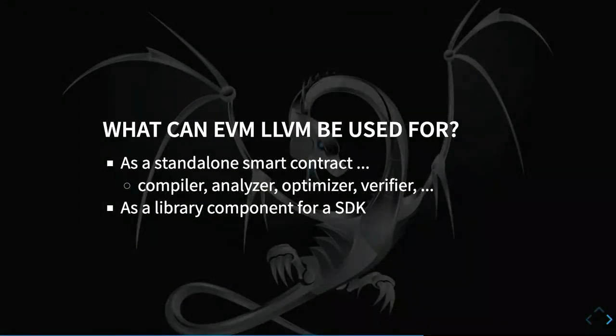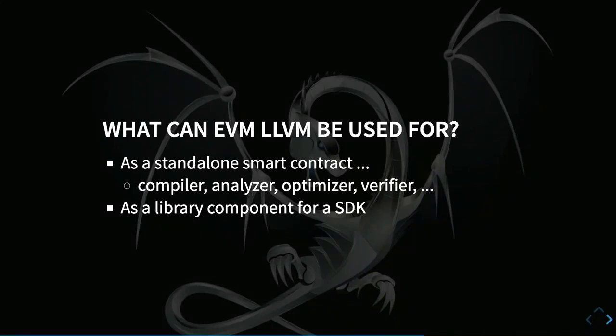So what can EVM LLVM be used for? LLVM is designed as libraries and components that integrate around the core idea of LLVM IR, and there are a lot of components in the LLVM project. So you can use EVM LLVM as a standalone smart contract compiler for the EVM architecture, and you can also use it as library components for your own SDK. You can use it as a static analyzer or a verifier. You can use this infrastructure to build an assembler, disassembler, etc.